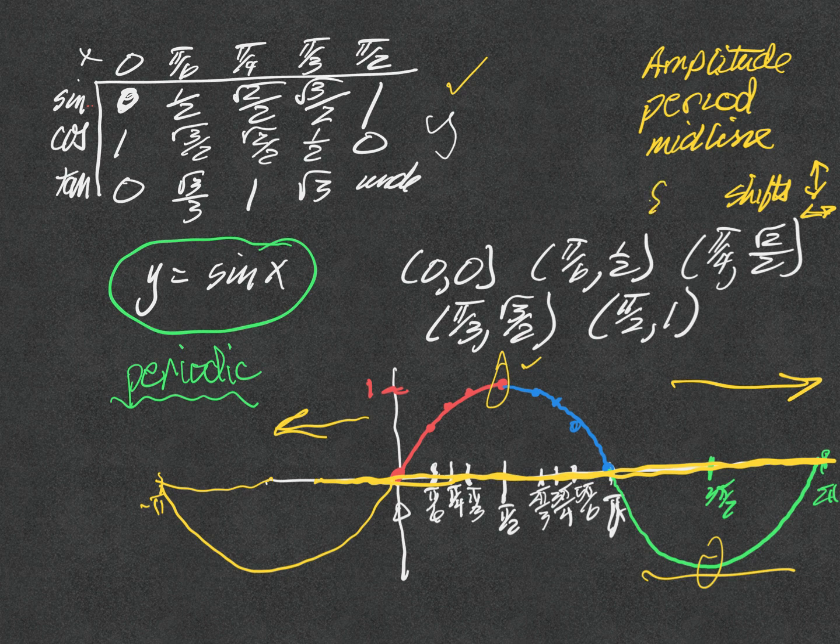And let me mention something else called frequency. When the graphs get more complicated, we'll look at these values as well, okay? So amplitude, period, and midline become really important as we do the graphs.